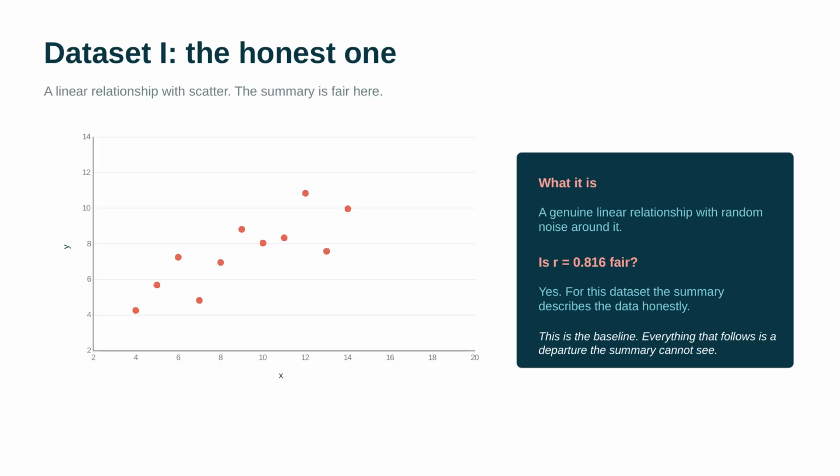Let's take them one at a time, because each one is a distinct failure mode you will meet in real data. Dataset 1 is the honest one. A linear relationship with random scatter around it. This is what the correlation of 0.816 is describing, and for this dataset, that description is fair. If all 4 had looked like this, the summary would have been enough. This is the baseline. Everything that follows is a departure from it that the summary cannot see.